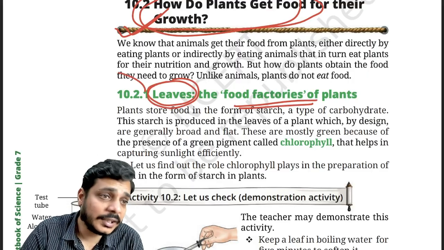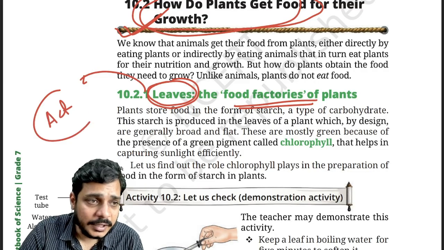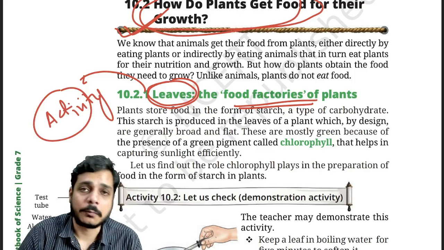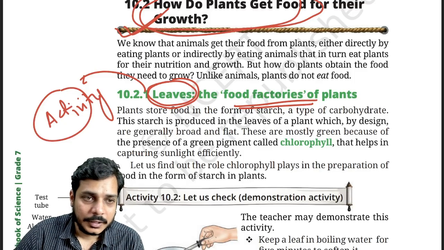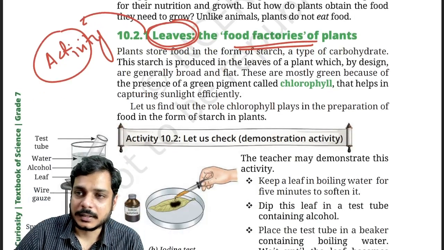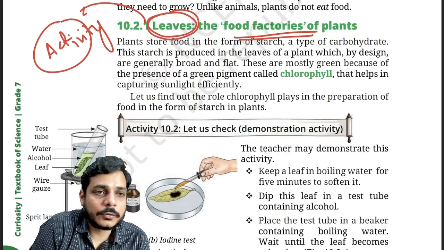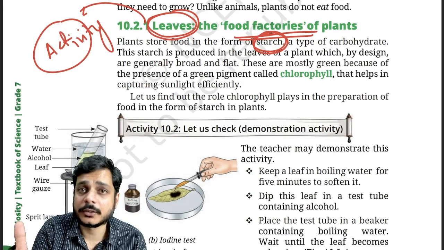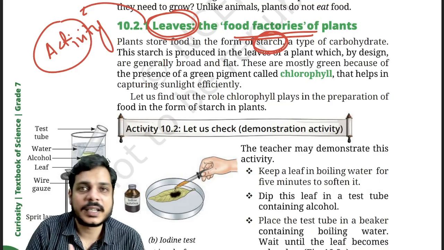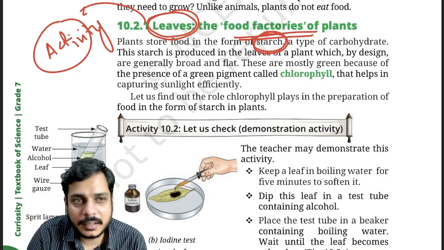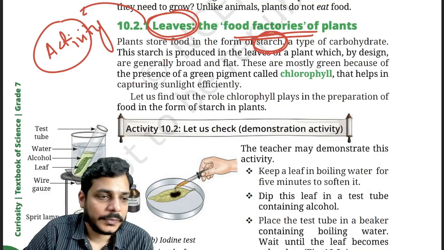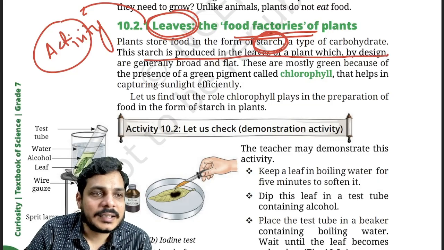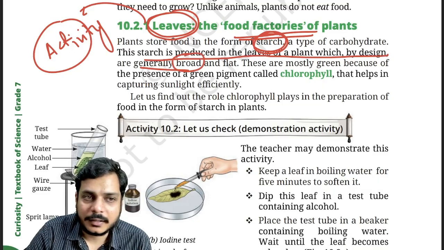Now there is a very interesting activity that determines whether the leaves are where the food of the plants is produced. Okay, so here you will see that the plants store the food in the form of starch. We have seen that starch is there with respect to the digestive system. We have seen that starch gets converted into sugar, and that is why we feel that the food is sweet in taste. Okay, so now we see the starch produced in the leaves of the plant, which by design are generally broad and flat.